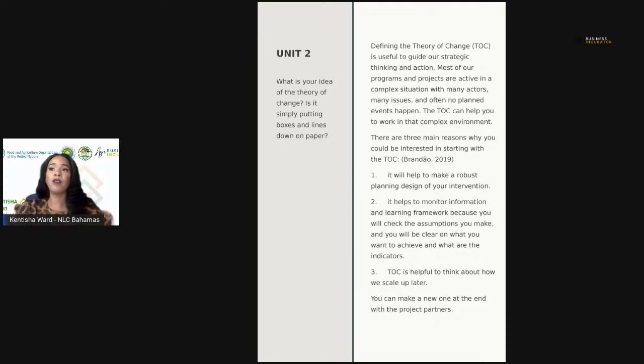Also, the theory of change is helpful to think about how we scale up later. We know where we're starting now, but what is the real big vision? We're starting from maybe an acre or two of land, but how do you really envision yourself in the future and which impact do you envision yourself making?